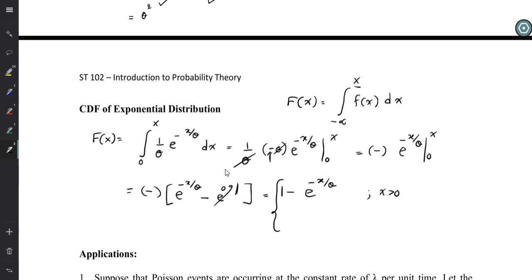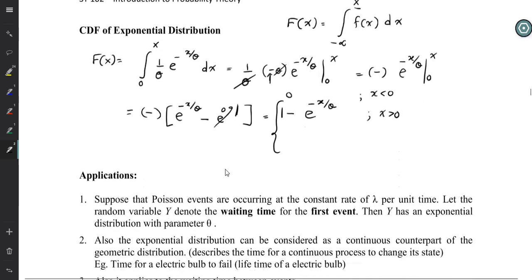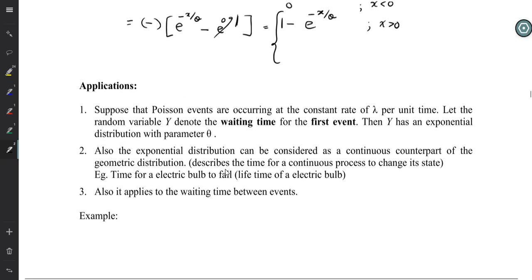It is 0 when x is less than 0, and it attains 1 when it goes to infinity. Now, when you calculate probabilities using the exponential density, you can use the CDF, I'll show you, because it is very easy, rather than integrating all the time. Let's look at some applications of the exponential distribution.